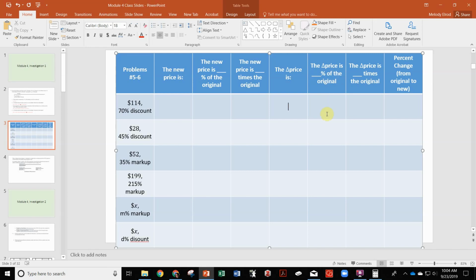And then you want to think about that change in price is what percent of the original. In other words, what's the percentage there? And then the change in price is how many times the original. To get that change in price, what would you have to multiply the original by? So for example, for this first one, the new price is what, right? So you figure that out, and you'd say the new price is what percent of the original.